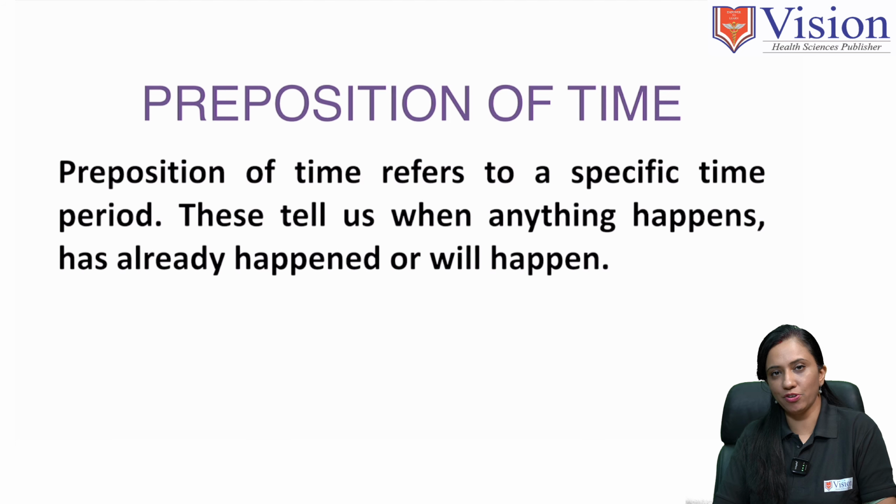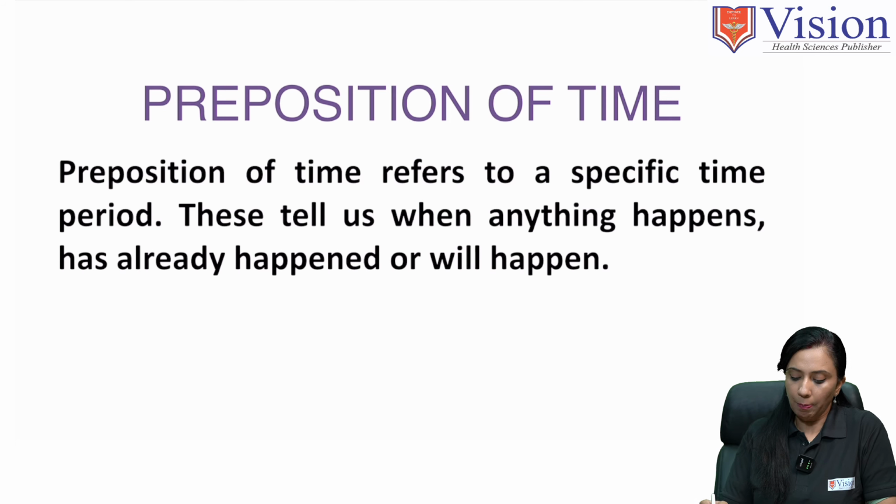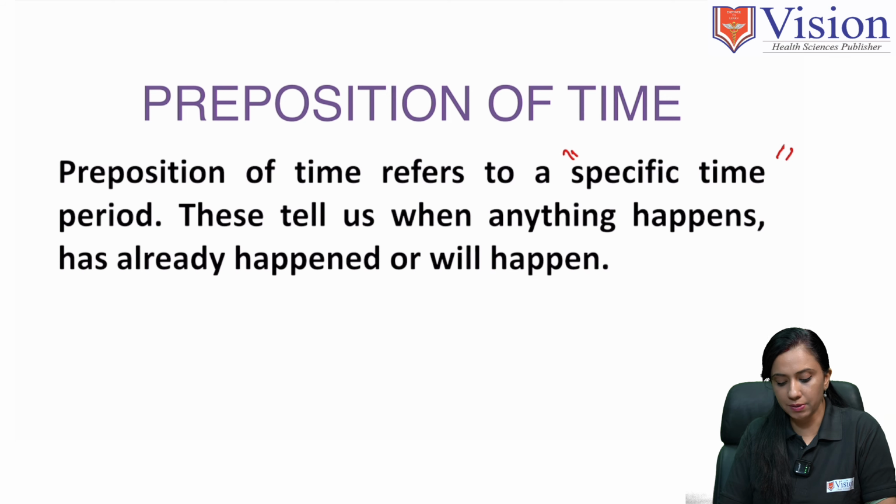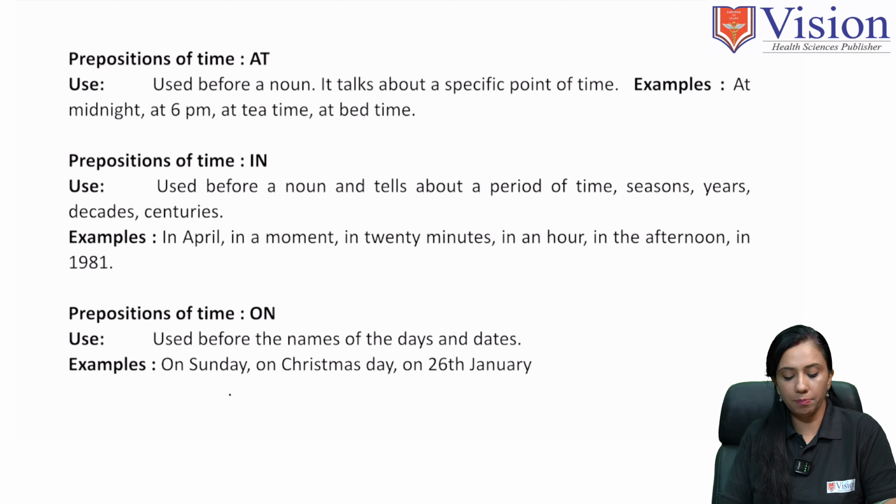We do have various types of prepositions. The very first is the preposition of time we are going to study. Preposition of time refers to a specific time period. So we have to understand this phrase, a specific time period. These tell us when anything happens, has already happened or will happen. Let's see what the prepositions of time are.